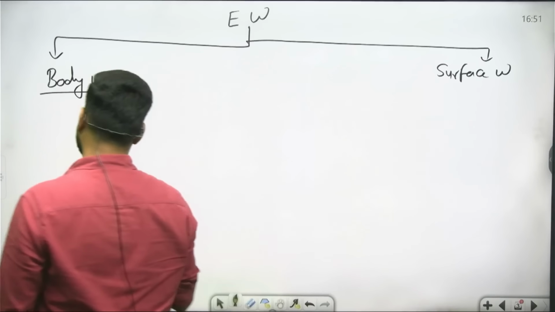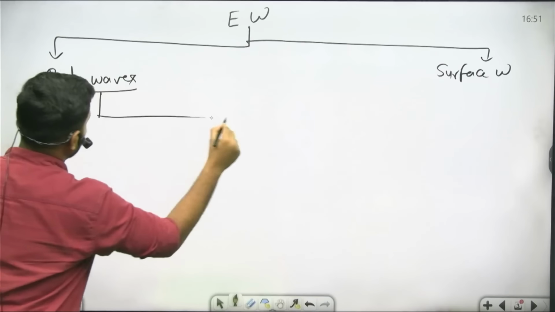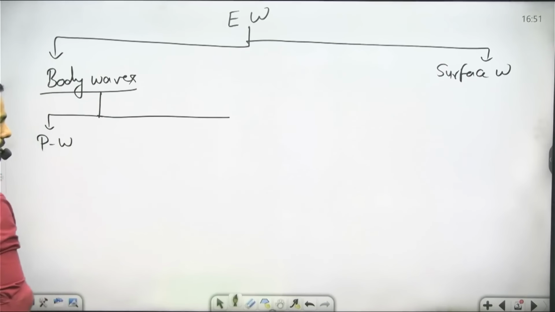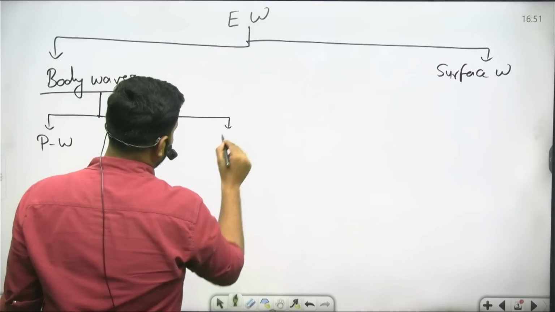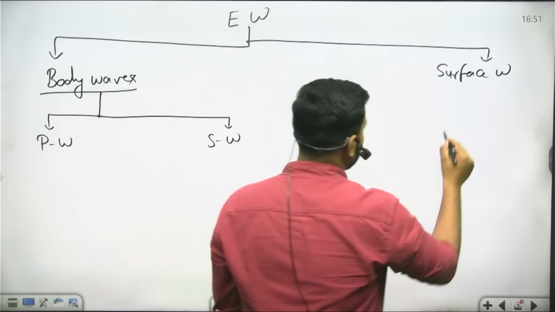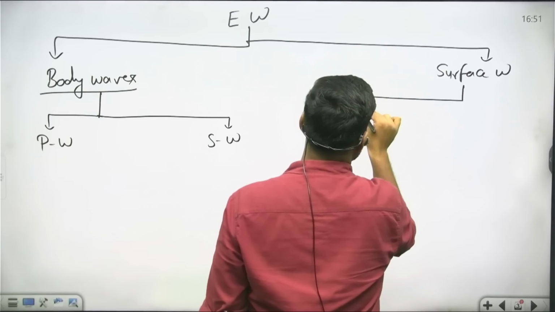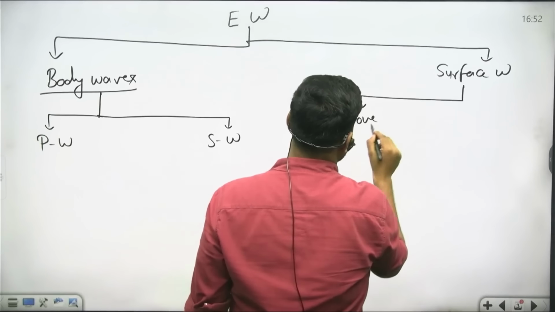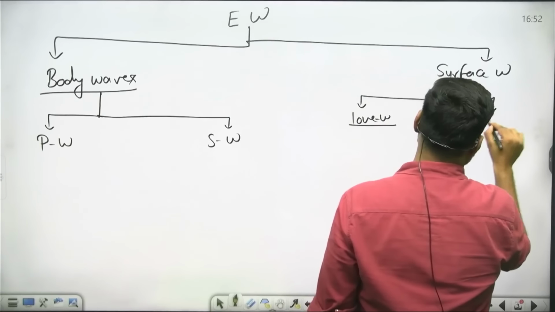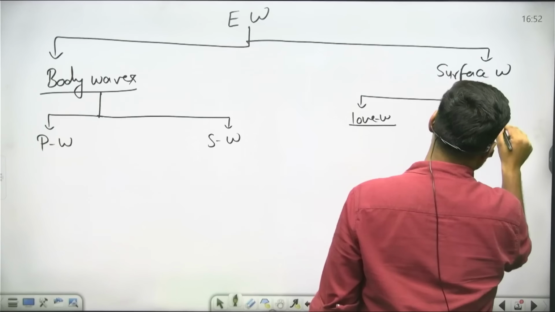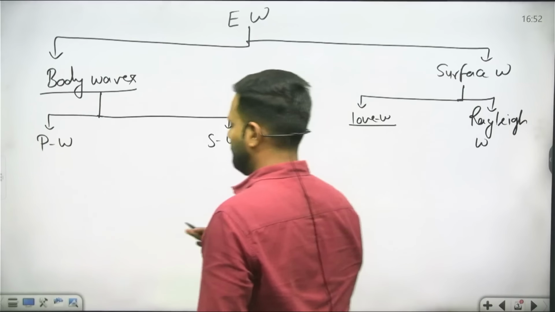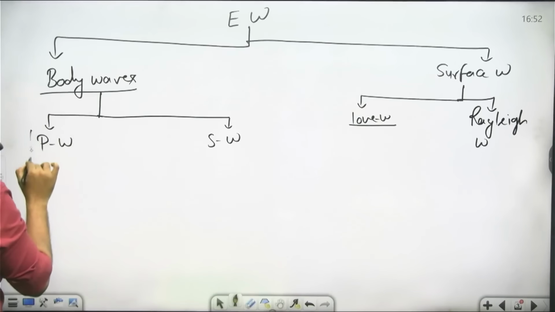Body waves are further divided into two parts. One is the P wave, which is known as the primary wave, and the second one is the S wave, which is known as the secondary wave. And surface waves are further divided into two parts. One is the Love wave, and the second one is the Rayleigh wave. Okay, primary waves are known as P waves.